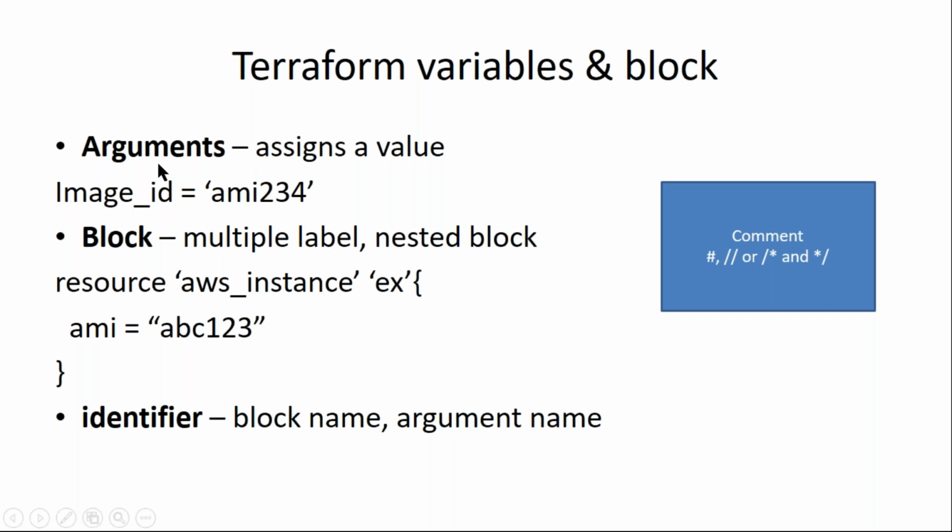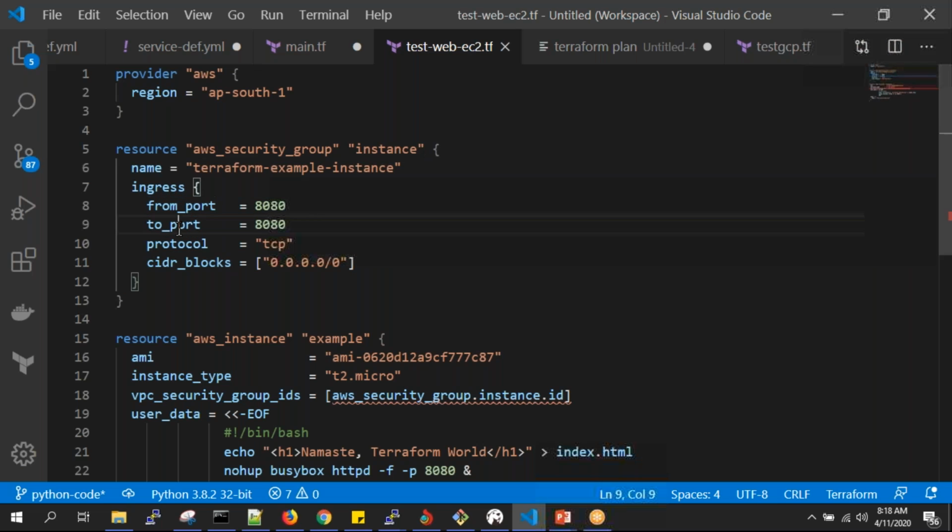Arguments assign values with a string. If you see image ID in the example, it is going to have a number. A block will have multiple labels. On the right side you always have values, and on the left side you have labels. So to port, from port, all these are labels, and all of these are considered as one block, that is the ingress block.